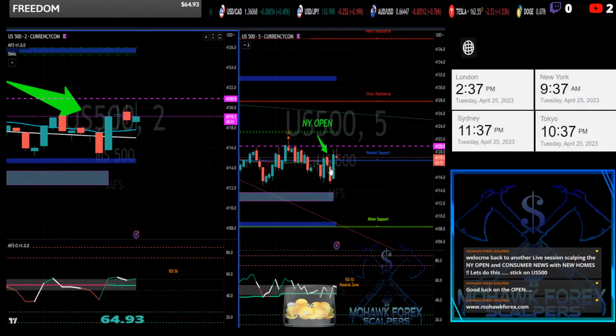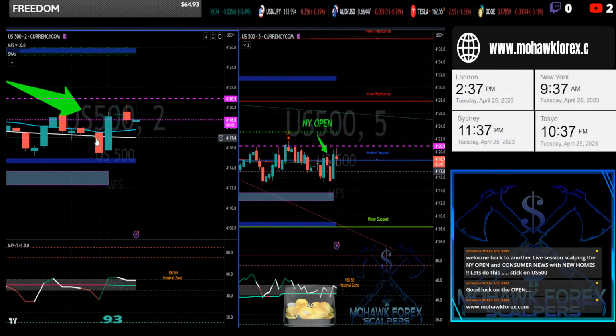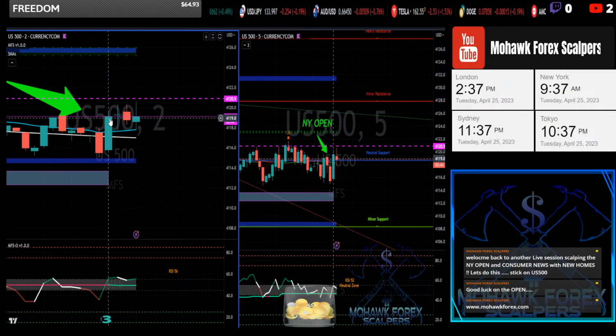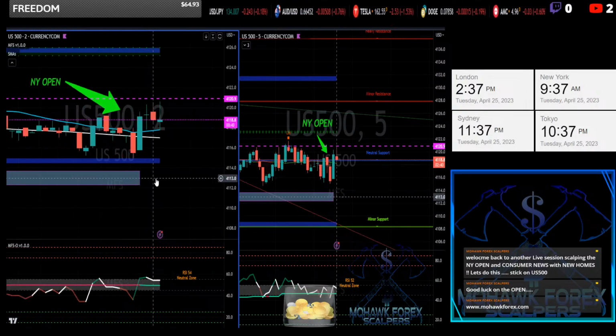We've got 50 seconds left in this candle. So again, the market's undecided. Had this push up, manipulation. It's hovering. Are we going to get the drop? This is what we're waiting for.